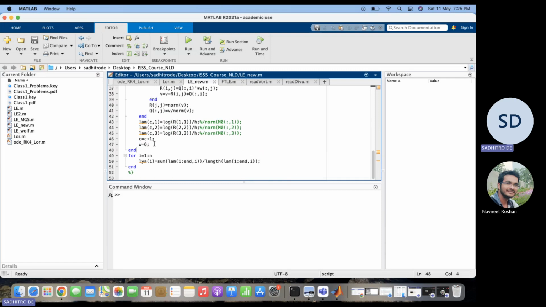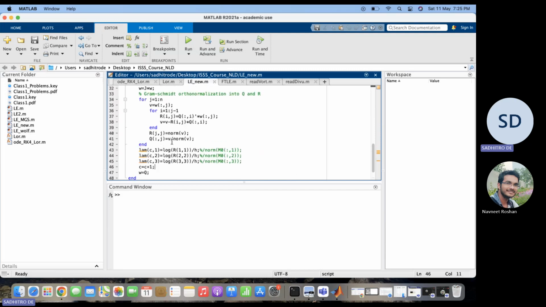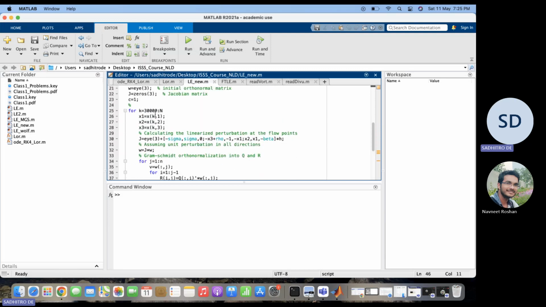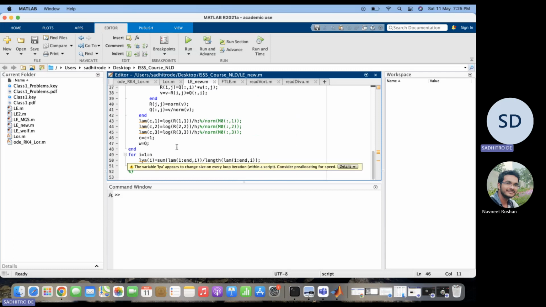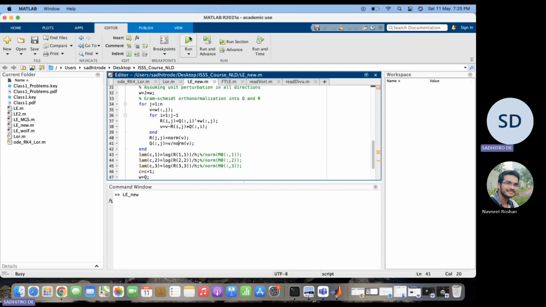So at every step we calculate these values, which get stored into the array lam, and the values stored in this array over here basically correspond to the gamma n which we had shown previously. So we calculate all the gamma n's, and finally we sum over all the gamma n's and divide by the total length of the time series to obtain the final Lyapunov exponents. All right, so we run the code.